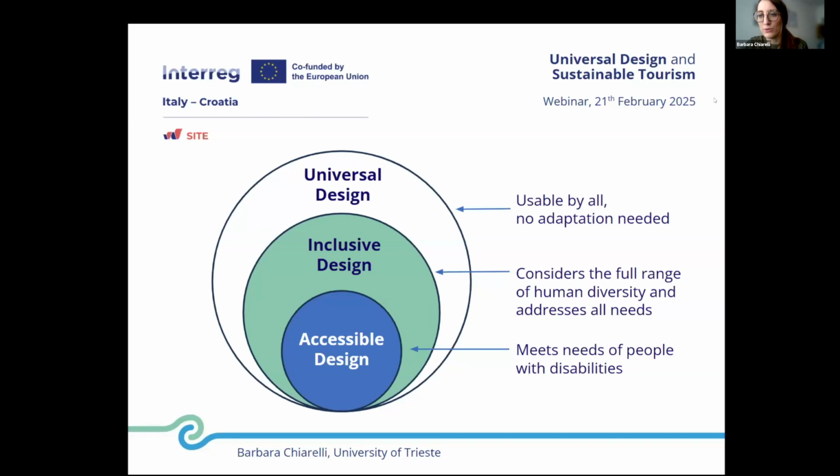And finally, we come to universal design, which means that the product, service, or space has to be usable by all with no adaptation needed. So the difference between inclusive and universal design can be explained so: inclusive design accepts and embraces multiple design variations, while universal design enforces a single design solution without need for adaptations or specialized design.